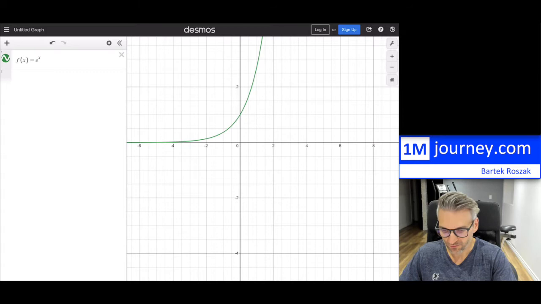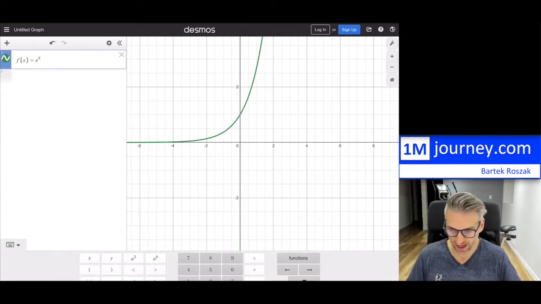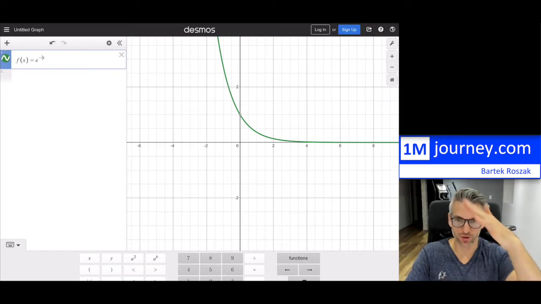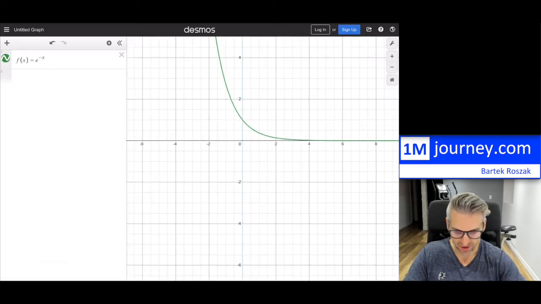Now, if I, on the other hand, make this a decaying exponential, so as x gets bigger it starts to decay. Basically it's just a mirror image, if you remember transformations, because I'm just multiplying it by negative. So with regards to that, it looks like that. So far this would have been just an exponential.